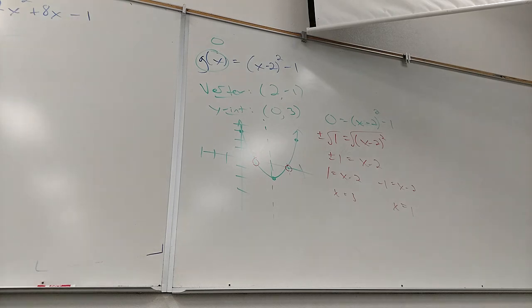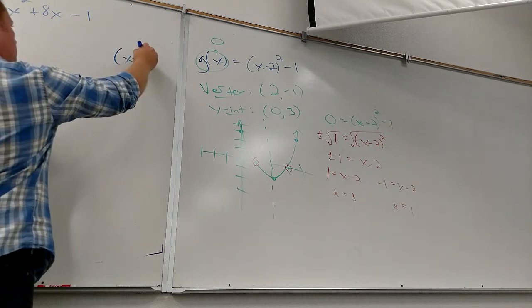Okay. Let's see what happens. So now the instructions here would say, put this into vertex form, or whatever that is. a times (x minus h) squared plus k. That's vertex form. So what do I have to use to do that? So I want to put it into this form.